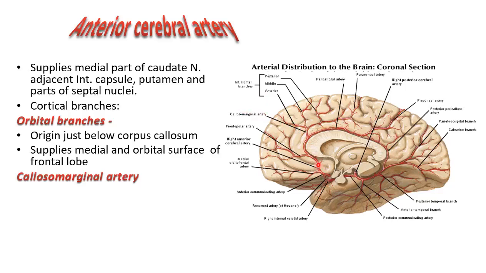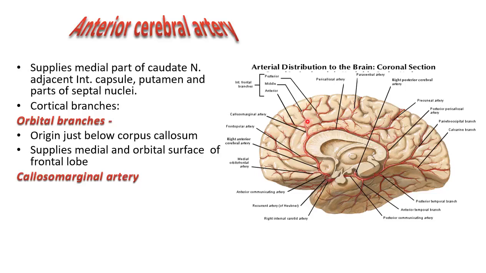The anterior cerebral artery runs along the medial longitudinal fissure. It winds around the genu of the corpus callosum and the rostrum of the corpus callosum, and then it turns like that above the corpus callosum. So mainly it is related to the corpus callosum. Of its branches, one artery is the calloso-marginal artery, which you are able to see here.